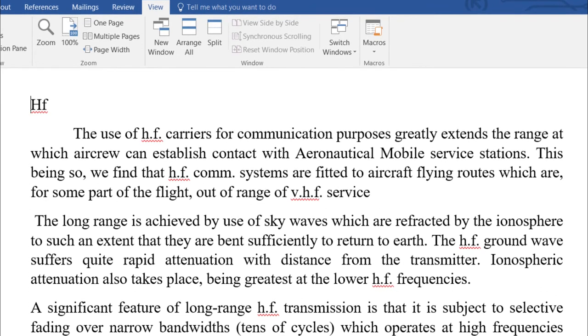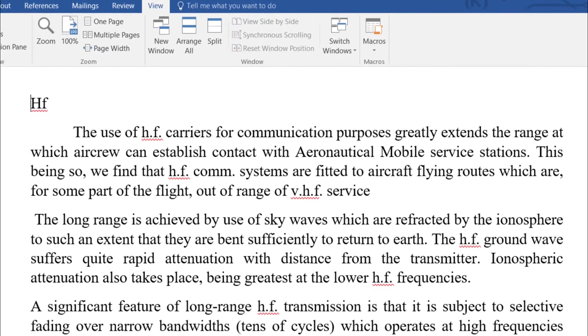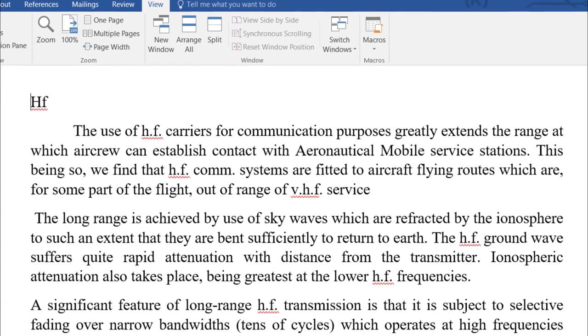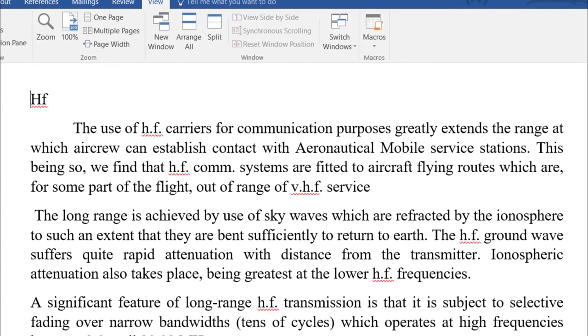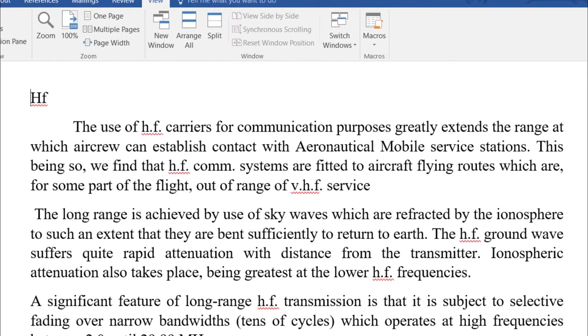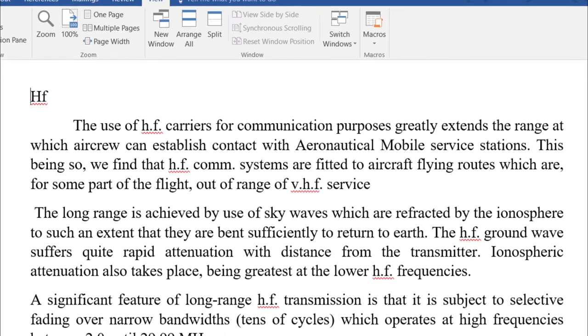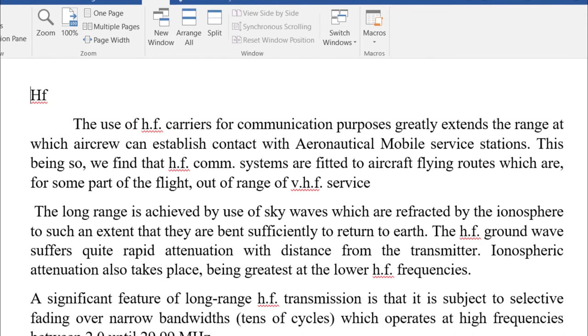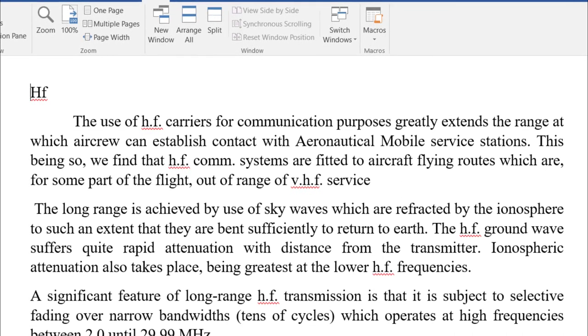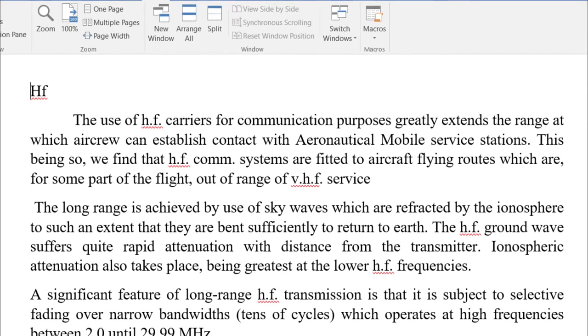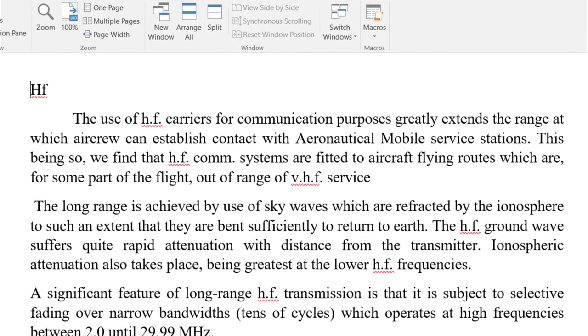The long range is achieved by the use of sky waves which are refracted by the ionosphere to such an extent that they are bent sufficiently to return to Earth. The high-frequency ground wave suffers quite rapid attenuation with distance from the transmitter. Ionosphere attenuation also takes place, being greatest at the lower HF frequencies.